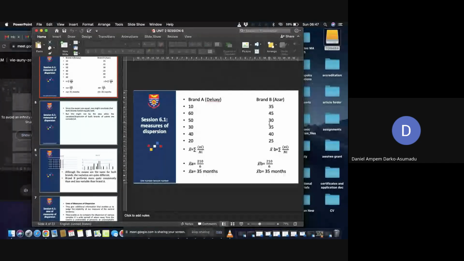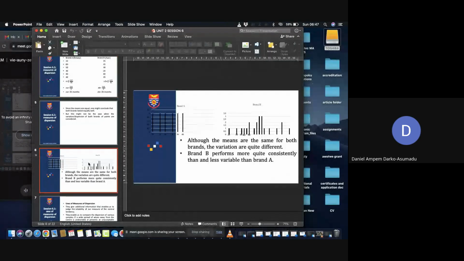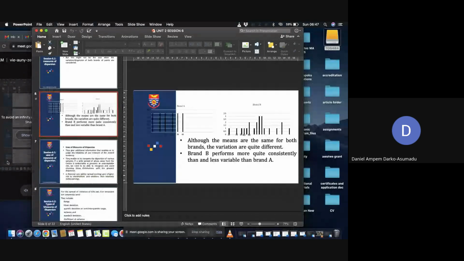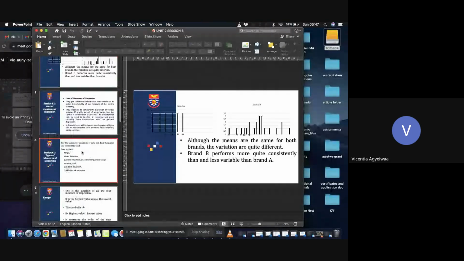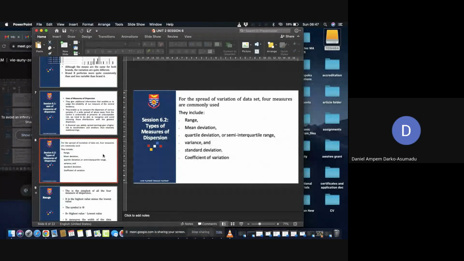And since the dispersion is smaller in brand B, we will say that brand B lasts longer than brand A because of the dispersion. They are not widely scattered. But with brand A, it is wide, a difference of 10. So if the average, which is the mean, is not telling the story, you can use the dispersion, how scattered they are, to tell you how consistently one product is performing compared to the other product. Please, is that clear? Yes, sir. Okay. So let's look at the types.